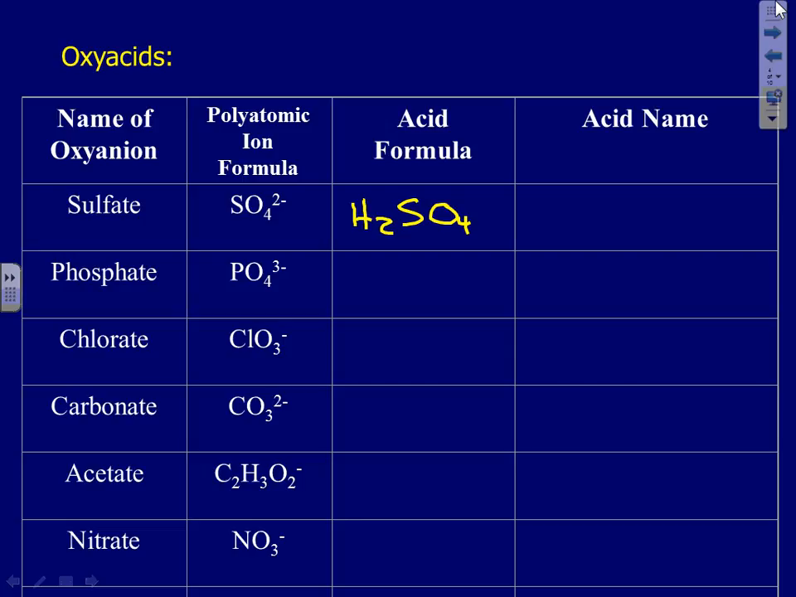The oxyacids actually have simpler names. This is simply called sulfuric acid. It doesn't have the hydro on the front. It's a simpler name.